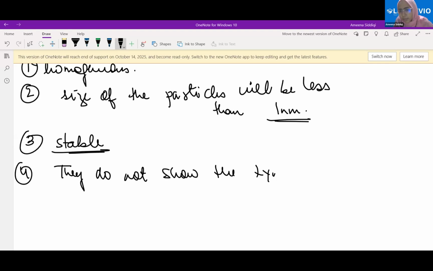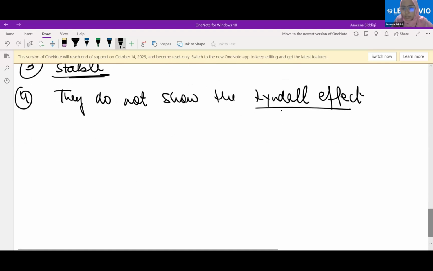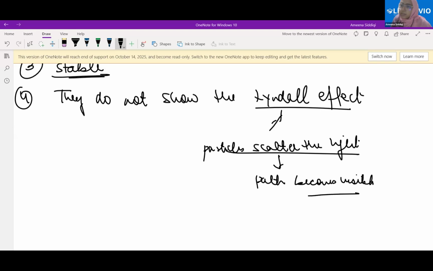What is the Tyndall effect? It is the effect in which light passes through the solution. In simple words, the Tyndall effect is when particles scatter the light. Because of this scattering by the particles, the path of the light becomes visible. Is it clear? That is the Tyndall effect: the path of the light becomes visible. Clear? And the path of the light will only become visible when it has been scattered by the particles.